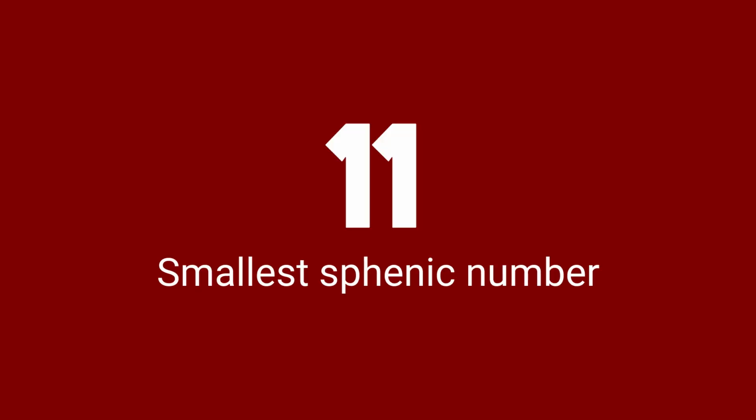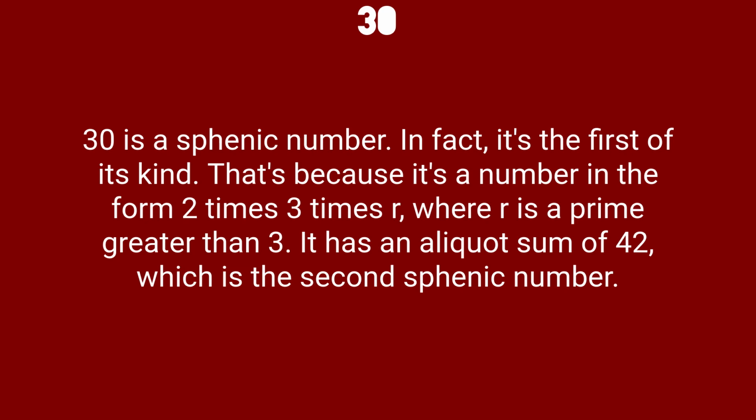Smallest sphenic number. 30 is a sphenic number. In fact, it's the first of its kind. That's because it's a number in the form 2 times 3 times r, where r is a prime greater than 3. It has an aliquot sum of 42, which is the second sphenic number.